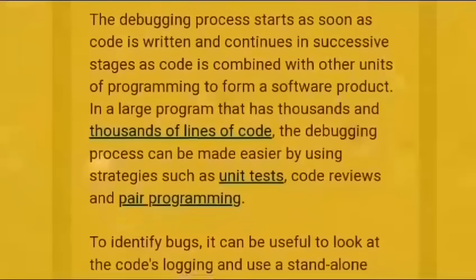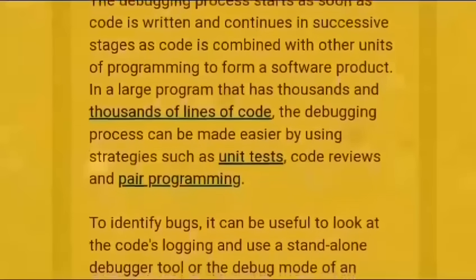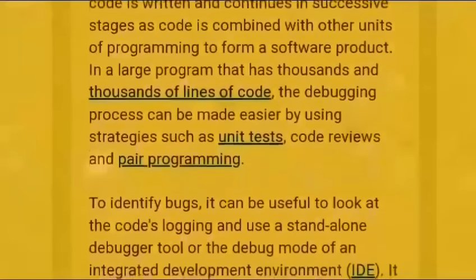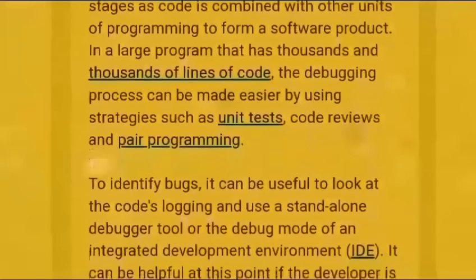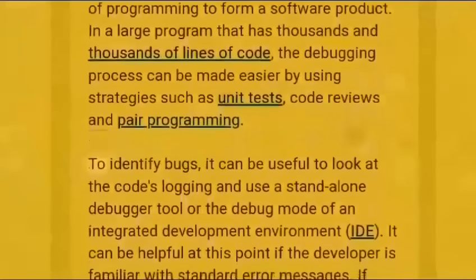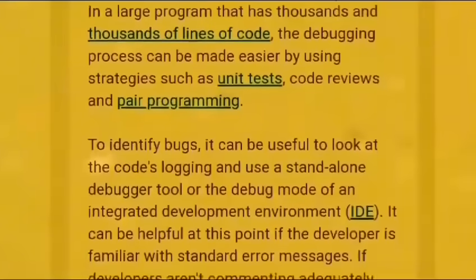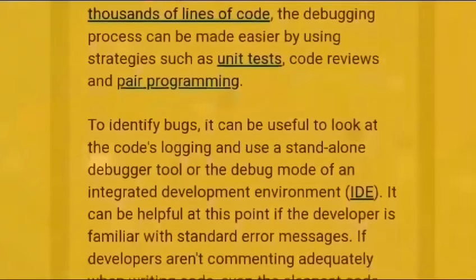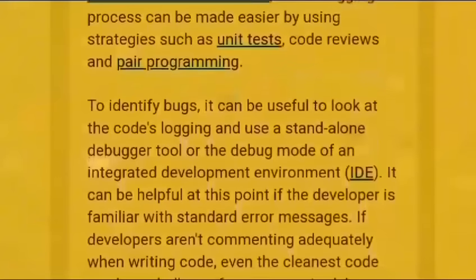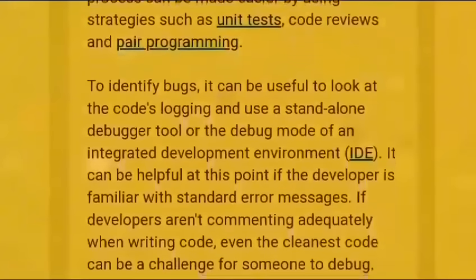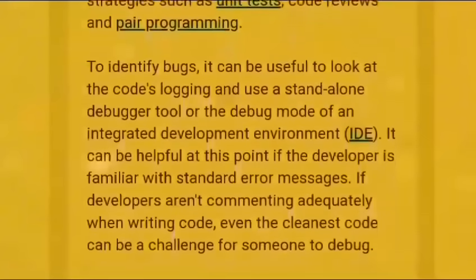To identify a bug, it can be useful to look at the code logging and use a stand-alone debugging tool or the debugging mode of the integrated development environment. It can be helpful at this point if the developer is familiar with standard error messages, to help the developer debug.